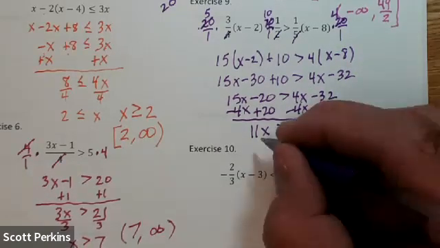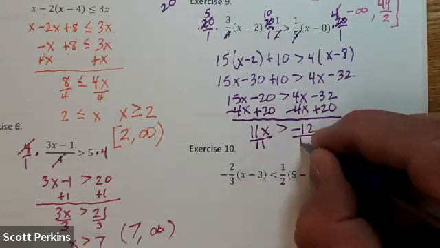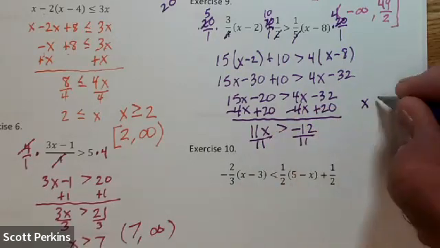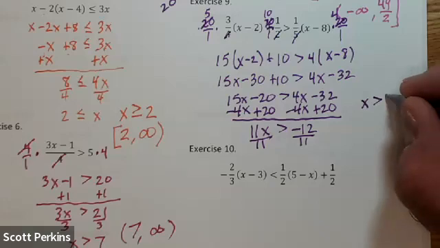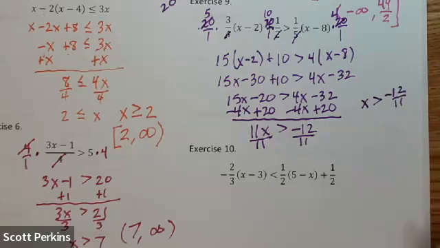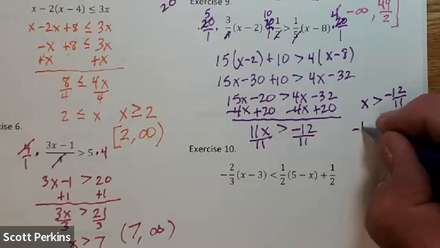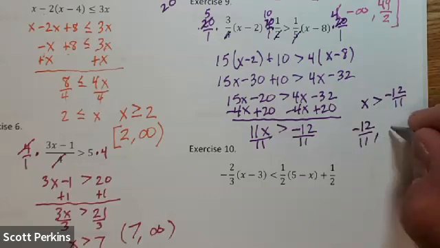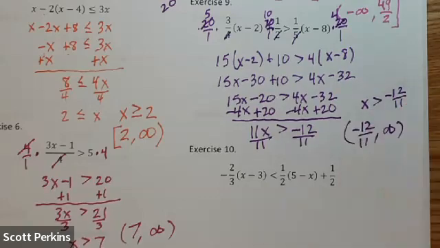And last but not least, one more step, divide by 11, and I get x is greater than negative 12 over 11. Since all of my values are bigger than that, that means negative 12 over 11 is the lower limit, infinity is the upper, and we've got parentheses.